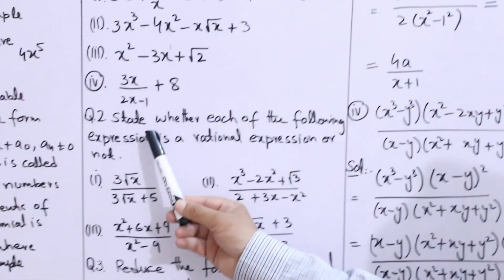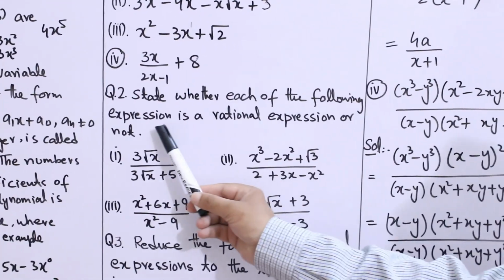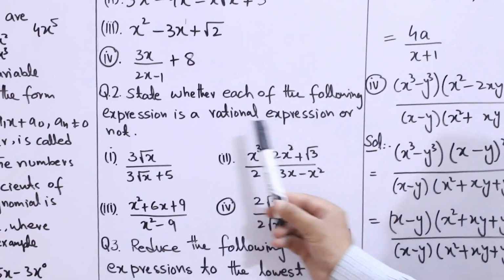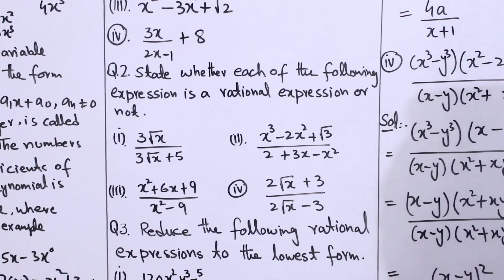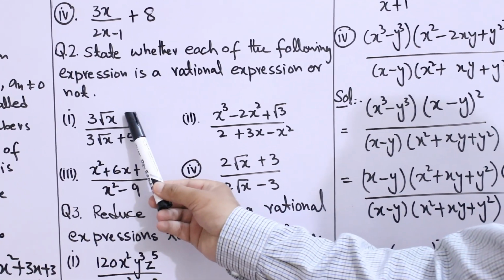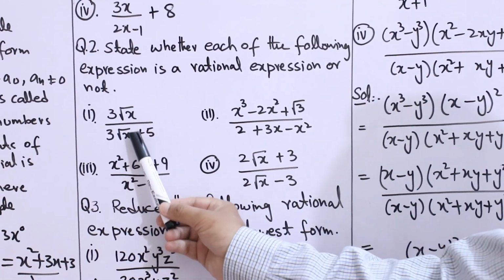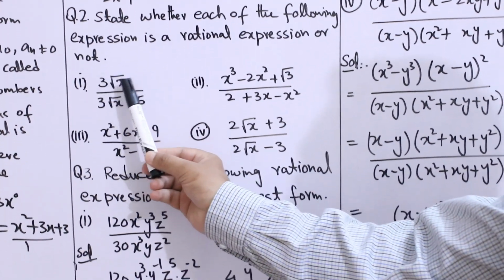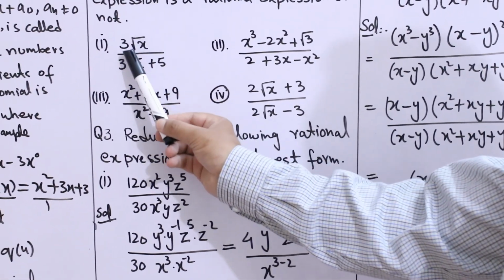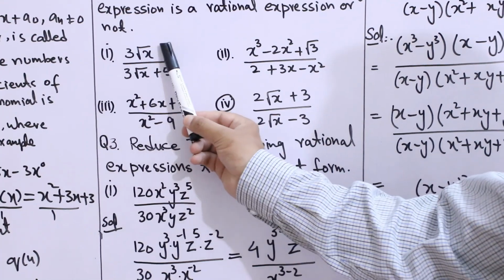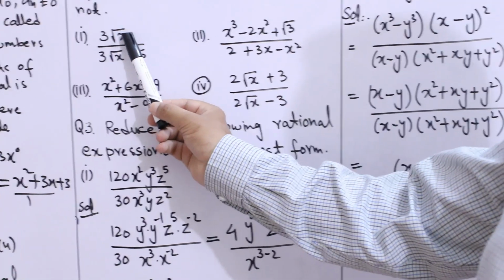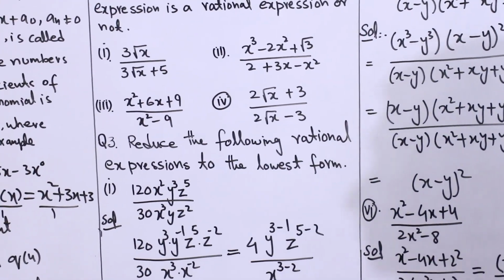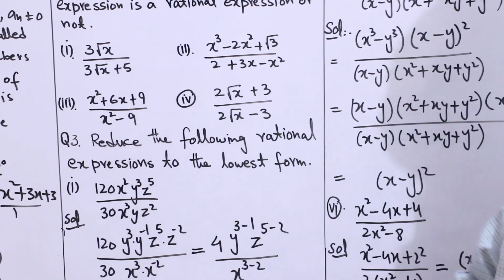Question number 2. State whether each of the following expressions is a rational expression or not. Here this is not a polynomial. Why is this not a polynomial? This is in the form of p by q, but this p of x is not a polynomial because x is raised to power 1 by 2. 1 by 2 is not an integer. So this is not a rational expression.